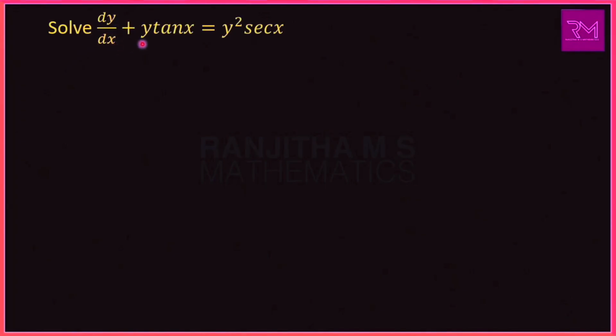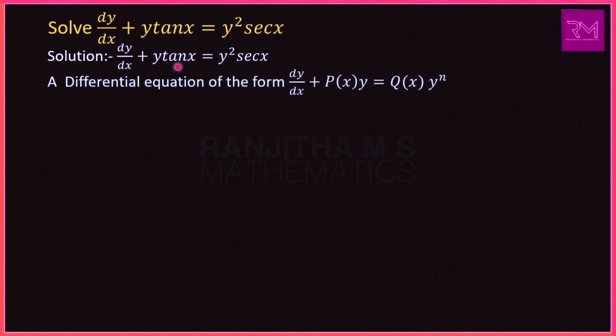Solve dy by dx plus y into tan x, which is equal to y square secant x. Take the given problem. Observing this problem, clearly we can take that the given differential equation is of the form dy by dx plus p of x into y, which is equal to q of x into y power n. So this is a Bernoulli's form equation.